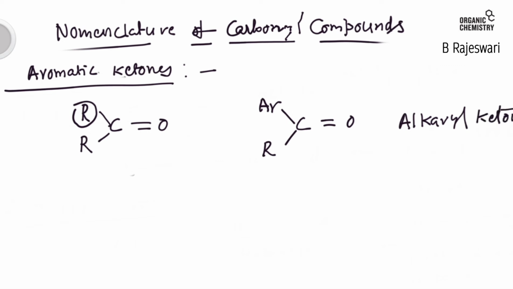An example of this kind of ketone is when one phenyl group and one methyl group are attached to the carbonyl group. That means one alkyl group and one aryl group are attached to the carbonyl group. Therefore, this is known as alka-aryl ketone. What is the name of this compound? This group is the aceto group and this is the phenyl group. Therefore, the name of this compound is acetophenone.